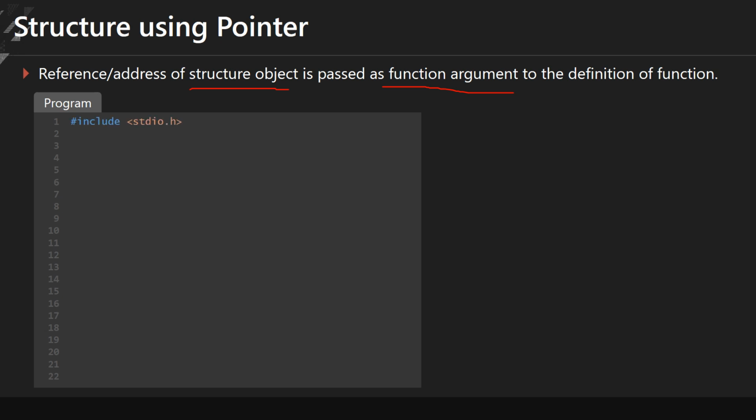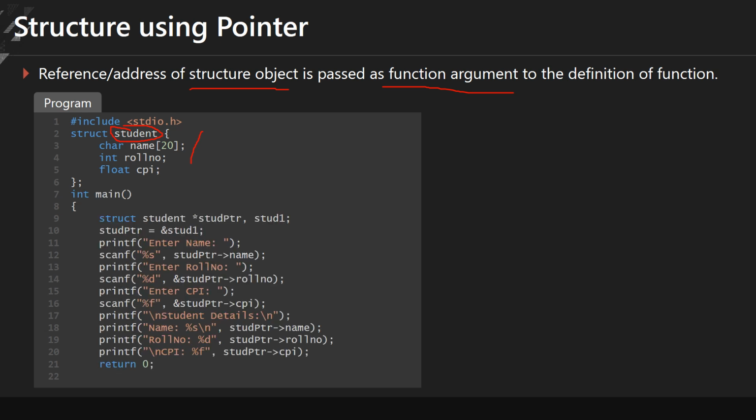As usual, to demonstrate using a pointer in a structure, you have to create the structure first. You know from my previous video how to create the structure members. I have created a structure named student. Student has a name, roll number and CPI. Then you can go to the main program.